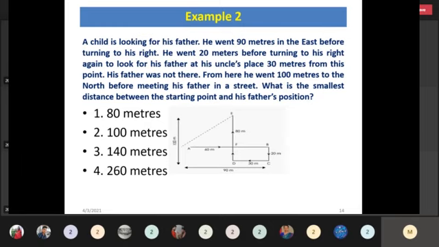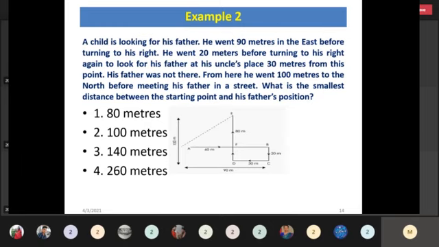The options are given as 80 meters, the second one is 100 meters, the third one is 140 meters, and the fourth one is 260 meters. So based on the theoretical aspect, if you draw the diagram, we need the smallest distance between the starting point and his father's position.